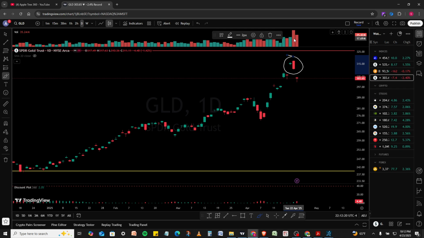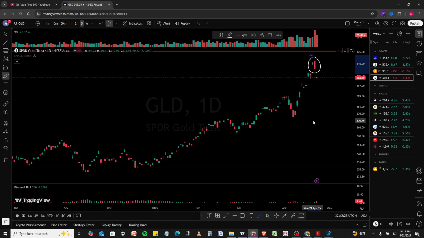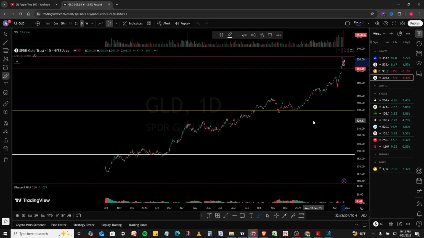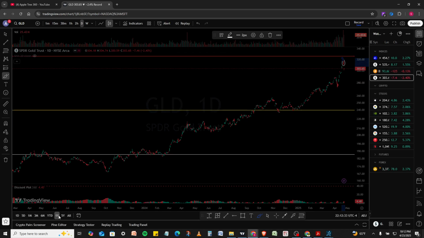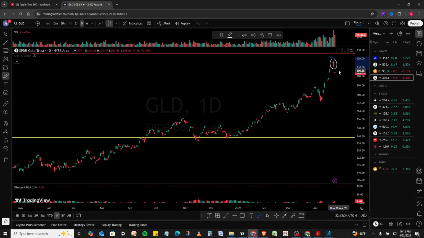But let's look a little bit deeper, and try to understand the longer term nature of this overall move. So for that, let's look at the 1 year chart and see the whole move that has happened. We have moved up from like 212 all the way to 320. So it's roughly a 50% move in a year. That's a big move for gold.